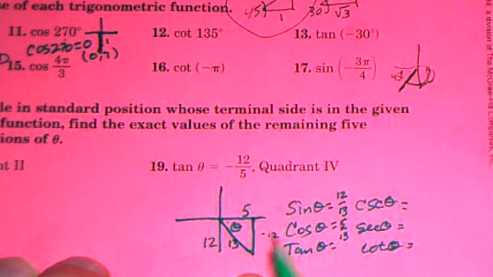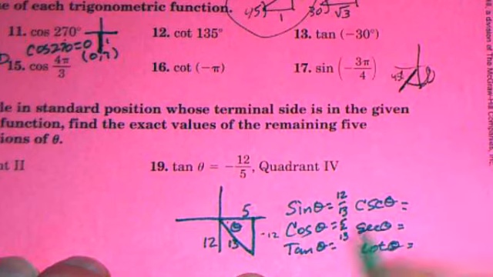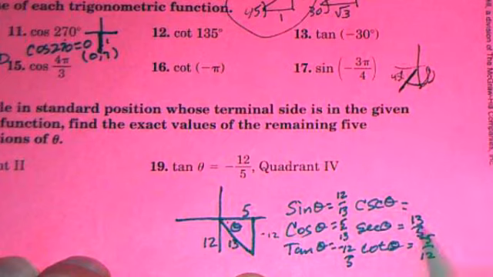Tangent is opposite over adjacent. They told us that's the negative 12 over 5. Cotangent then is going to be negative 5 over 12. Secant is going to be 13 over 5. And we want to leave these as fractions. And cosecant is going to be 13 over 12.